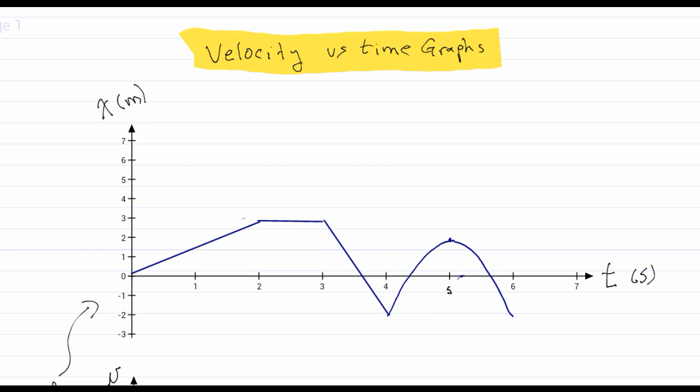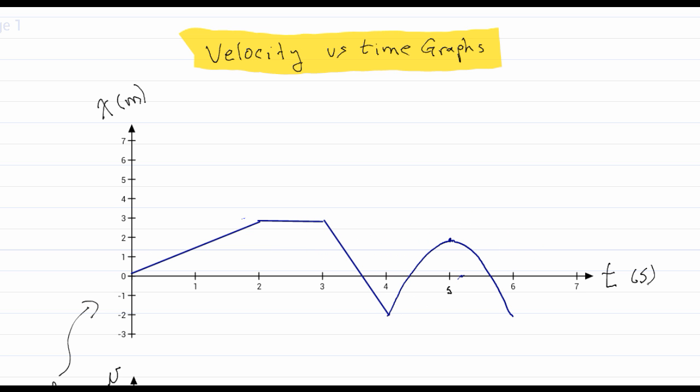You can see at time 0, we start at 0 over here, and in 2 seconds we increase to 3 meters. Then we stay put until 3 seconds, and then we go back down to -2 meters, and then we go along this parabolic path here, and we end up back at 2 meters at 6 seconds. So what we're going to do is find the velocity at various intervals. The first will be from 0 to 2, then 2 to 3, 3 to 4, and so on.